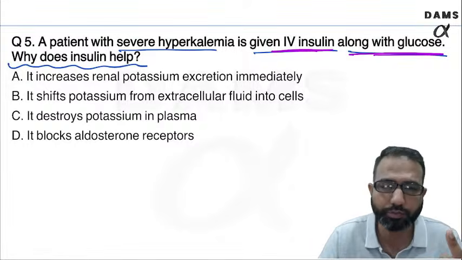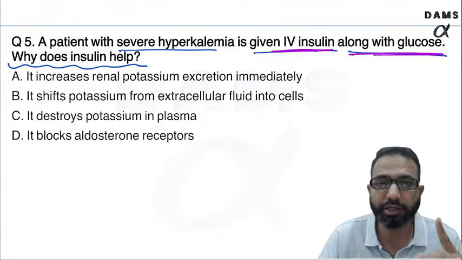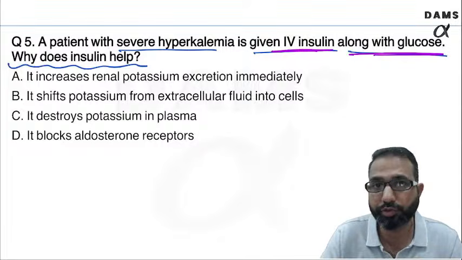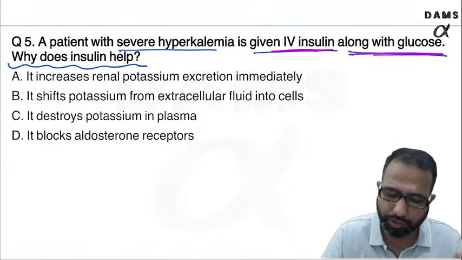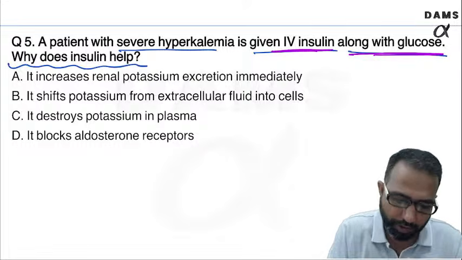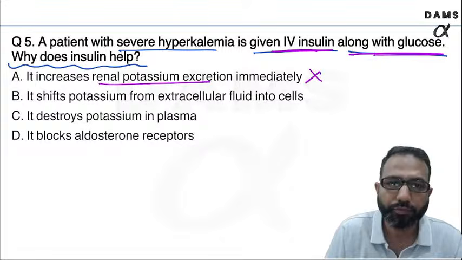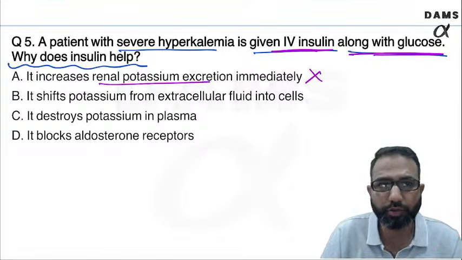There are two drugs which are important to shift the potassium intracellularly. One is insulin and the other is salbutamol. You can use the salbutamol injection, or you can nebulize the patient with salbutamol. But the more effective thing is insulin with dextrose. So give insulin with dextrose to shift the potassium intracellularly. Does it increase renal potassium excretion? No. For this purpose we use some diuretics.